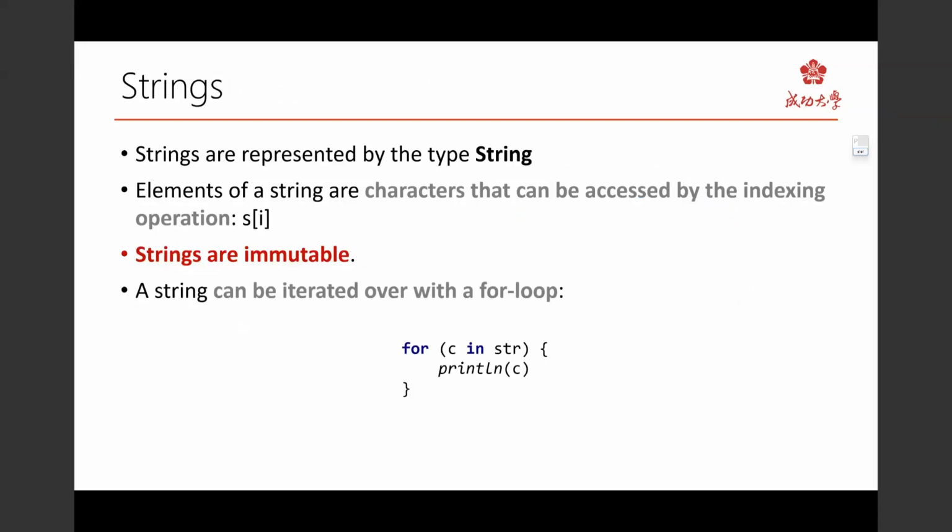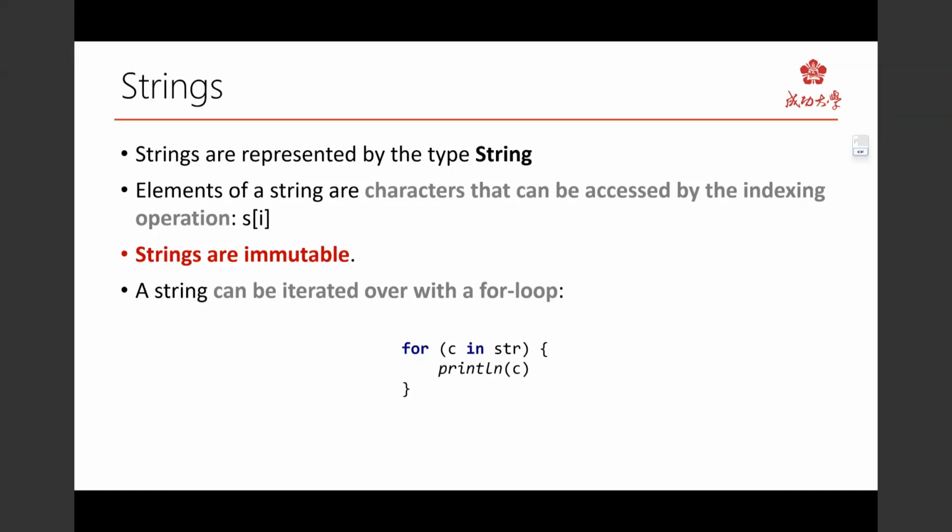Now let's move on to strings. String objects in Kotlin are represented by the type String, obviously. And the elements of a string are characters that can be accessed by the indexing operator, that is the brackets operator, just like C++ and Java. And similar to Java, strings in Kotlin are immutable, meaning once a string is created, we cannot modify its content.